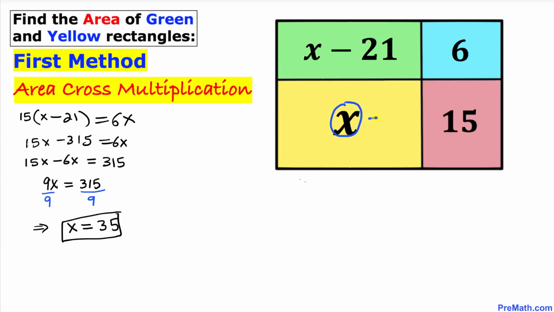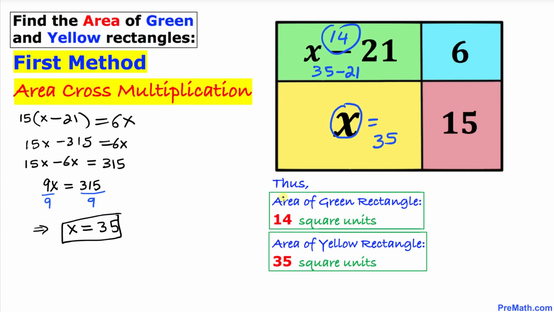Now let's go ahead and replace the x values over here in this yellow rectangle. x equals simply 35, and here in the green rectangle, 35 minus 21 is going to give us 14. So thus the area of this green rectangle turns out to be 14 square units, and the area of this yellow rectangle is 35 square units.